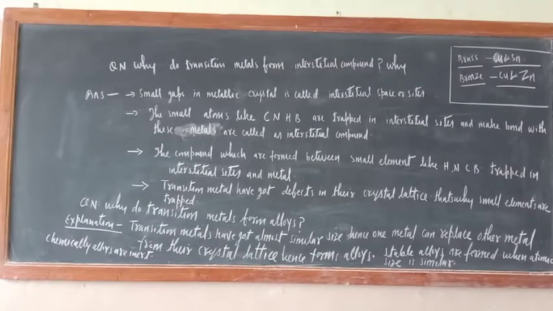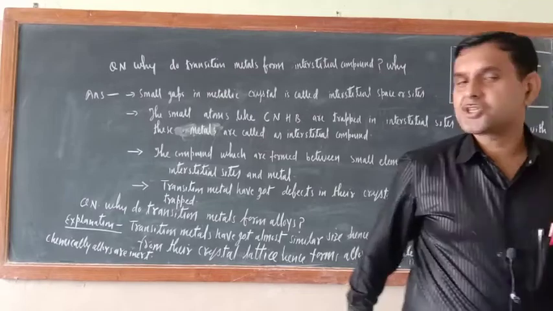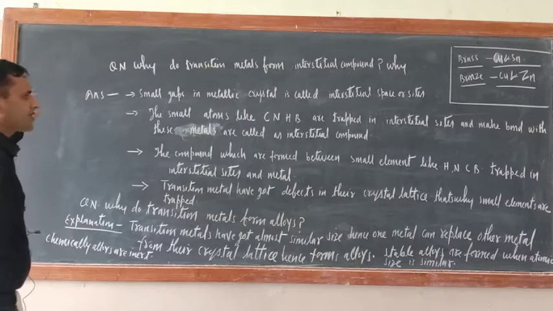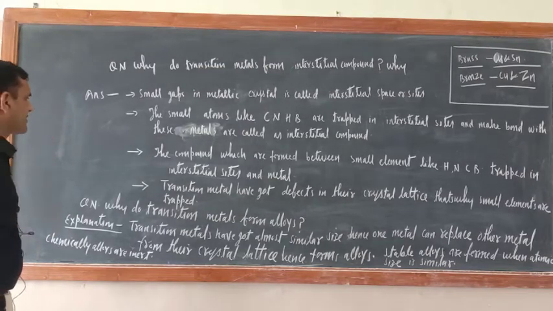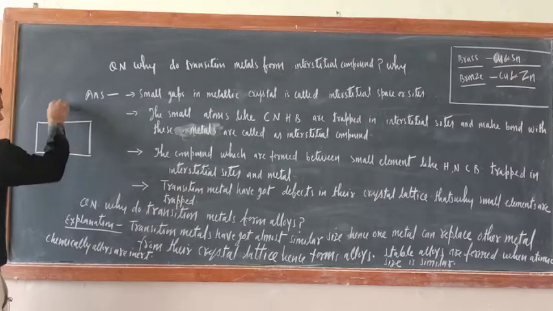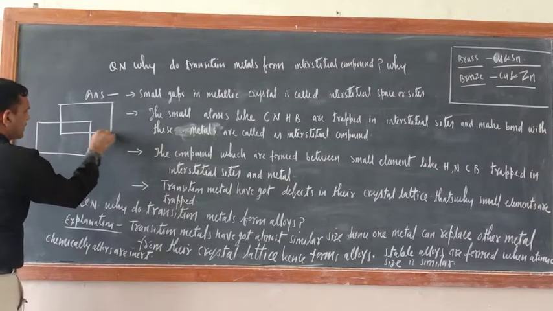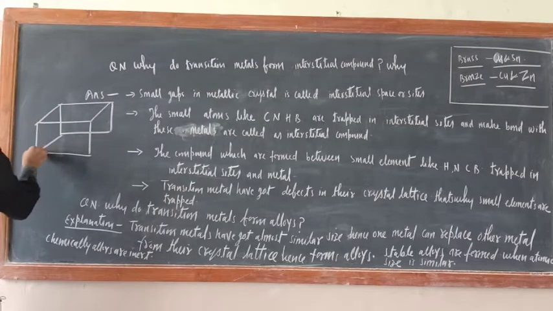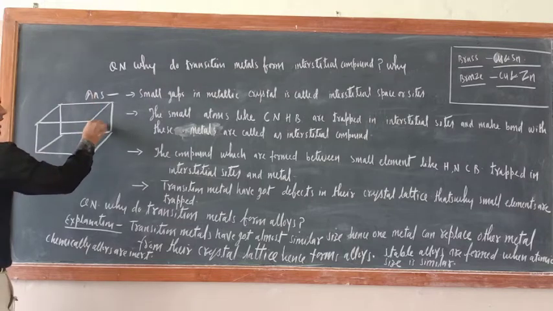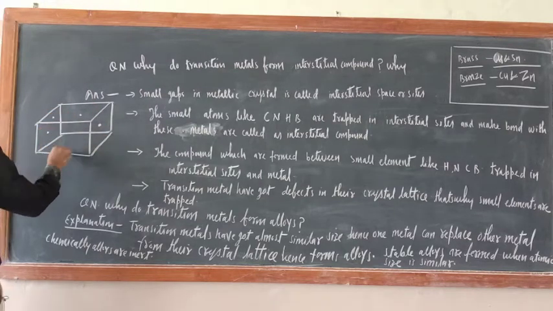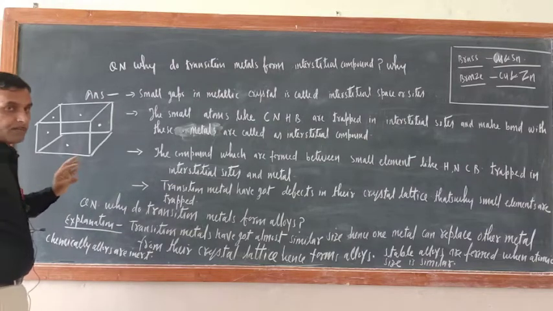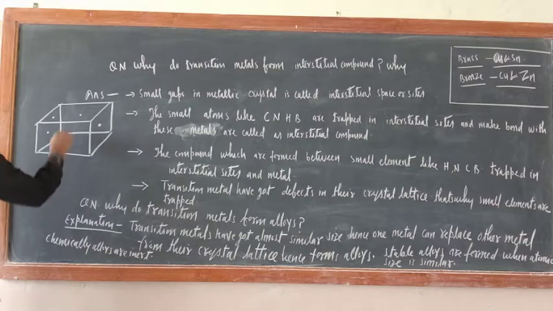Next question is, why do transition metals form interstitial compounds? First listen carefully. What is the meaning of interstitial space or sites? Just see, suppose this is one crystal lattice. In the crystal lattice some small gaps are there. Let us see, these are gaps. So interstitial compound means in these interstitial sites, what is this one?